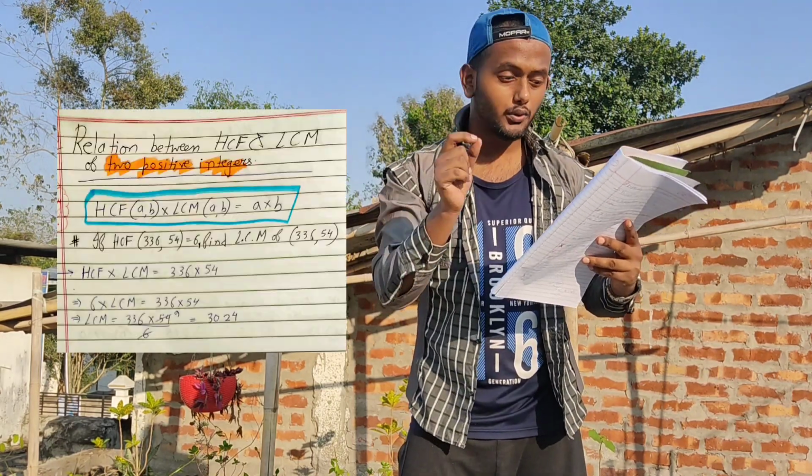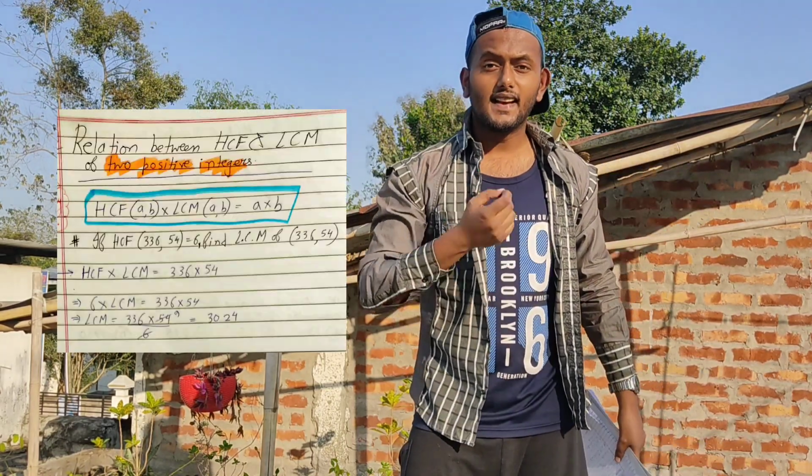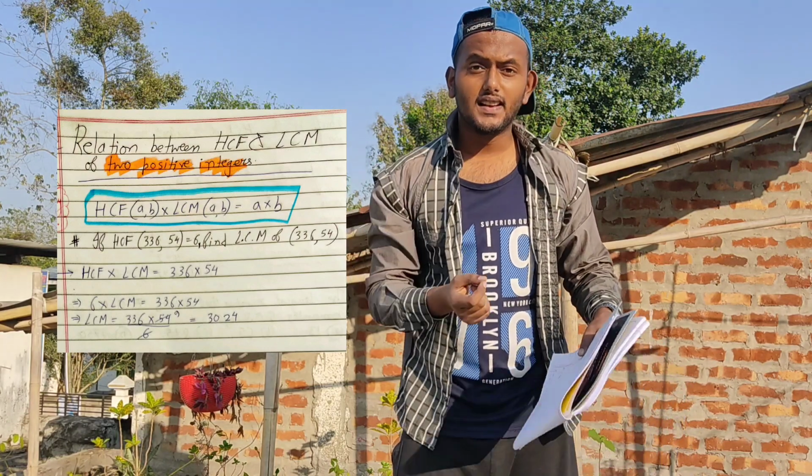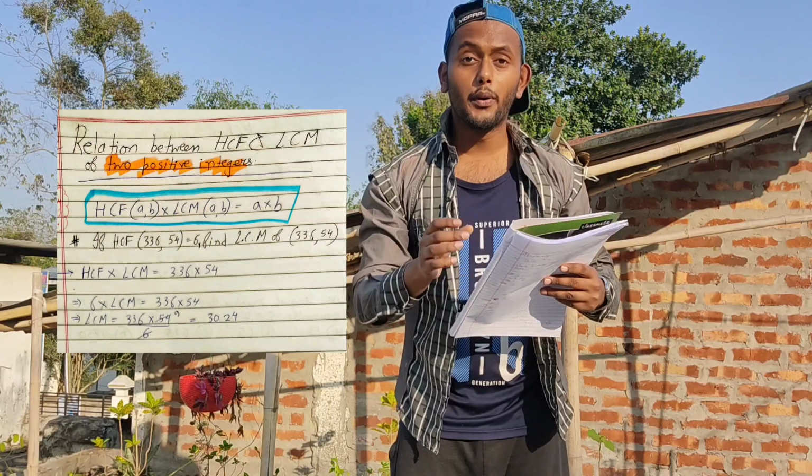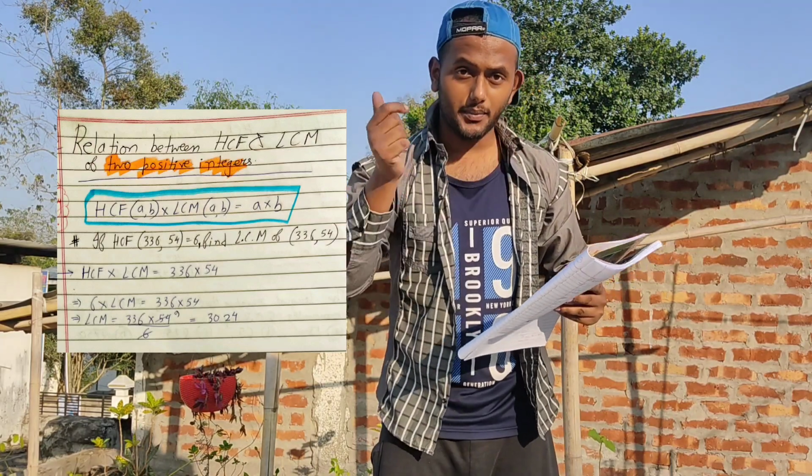So hello everyone. So let me show you some examples. Let's say here it is given that the HCF of two numbers, 336 and 54, is 6. That is, HCF of 336 and 54 is 6, and we have to find the LCM of 336 and 54.